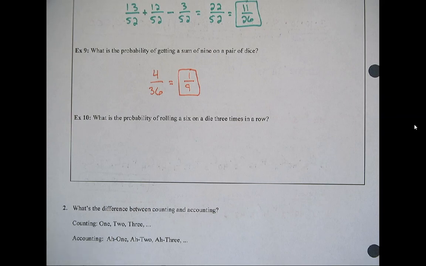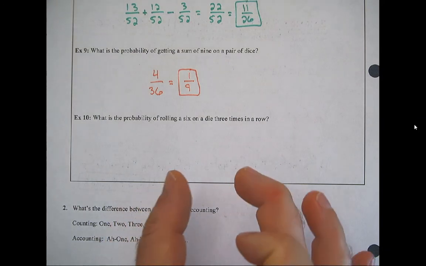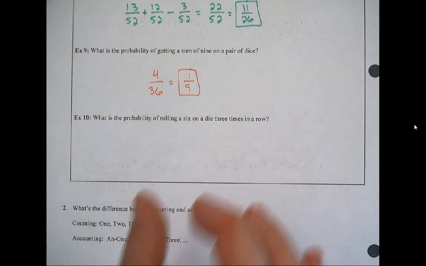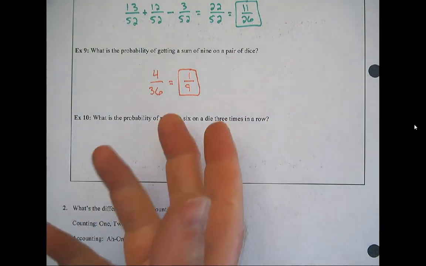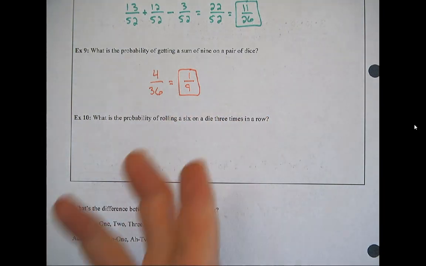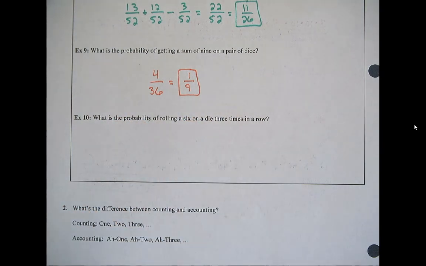What is the probability of rolling a 6 on a die 3 times in a row? So this changes things a little bit. So this time I'm using just a die. So I'm taking 1 die, I'm rolling it, I'm seeing what I get, I'm picking it up, and I'm rolling it again. I'm picking it up, and I'm rolling again. Do you hear what keyword I'm saying? And.